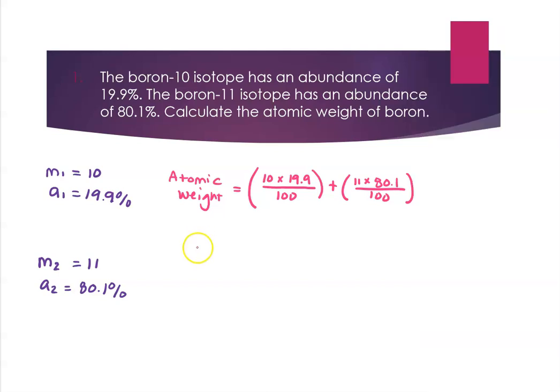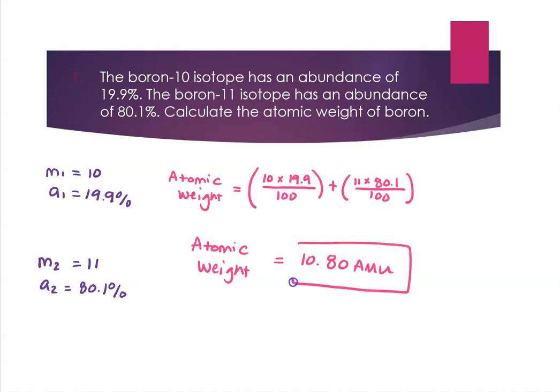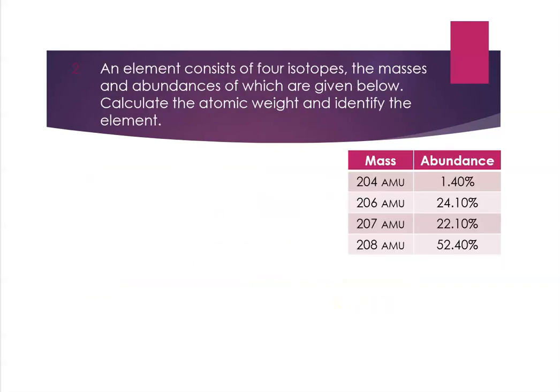For atomic weight, we're just going to round to 2 decimal places because the atomic weights on our periodic table are rounded to 2 decimal places. And the unit that we use is the unit of AMU. So this is going to be 10.80 AMU. So, straightforward enough.